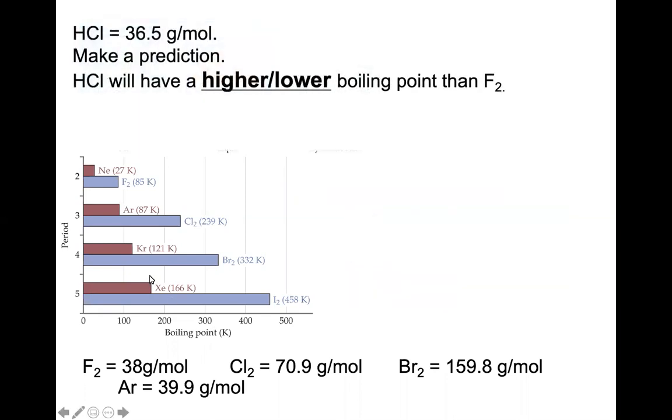Now, what happens if we were trying to put, let's say, HCl on this? So I looked and I grabbed the mass for HCl, molar mass of about 36. So make a prediction for me. Where would you put the boiling point of HCl relative to F2? Is it going to be higher or lower? I'm only giving you two choices here.